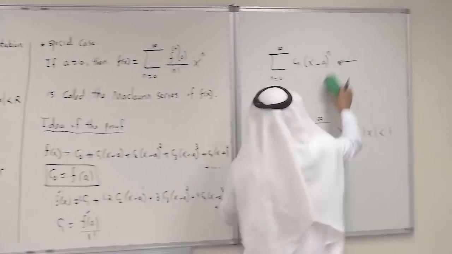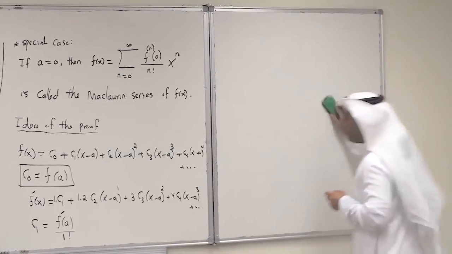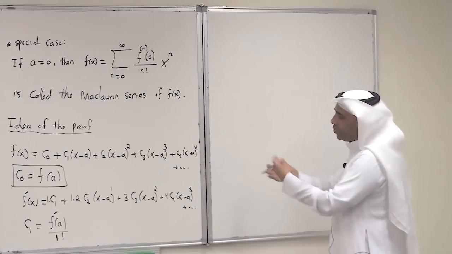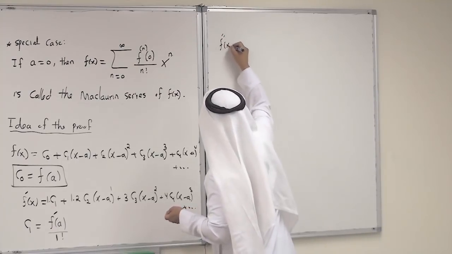So we need to do some calculations and see what is the scheme here, how to find out the nth derivative, or how to find the Cn in general. Okay, let us do more calculation here. Let us find, for example, the second derivative and observe what's happening here.